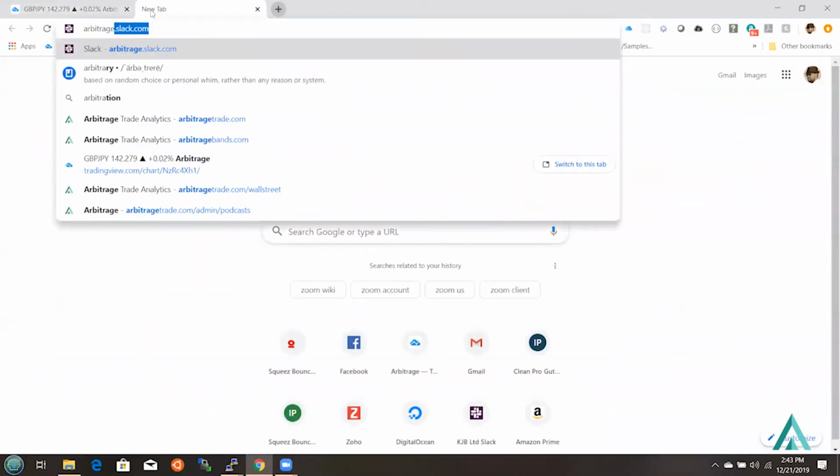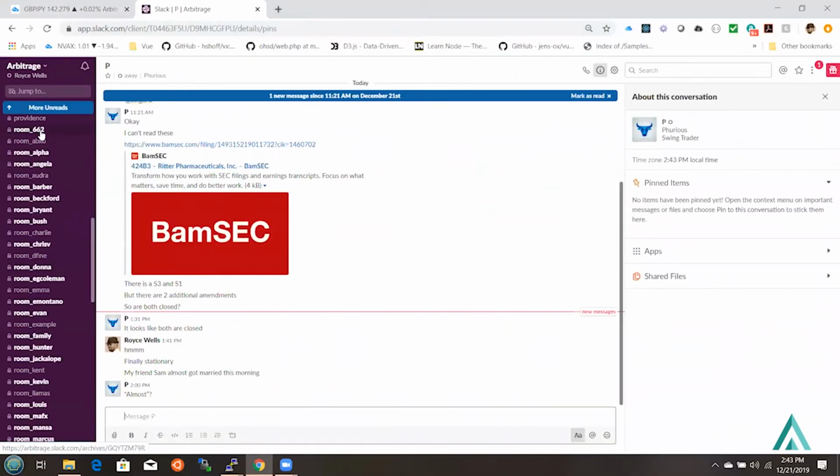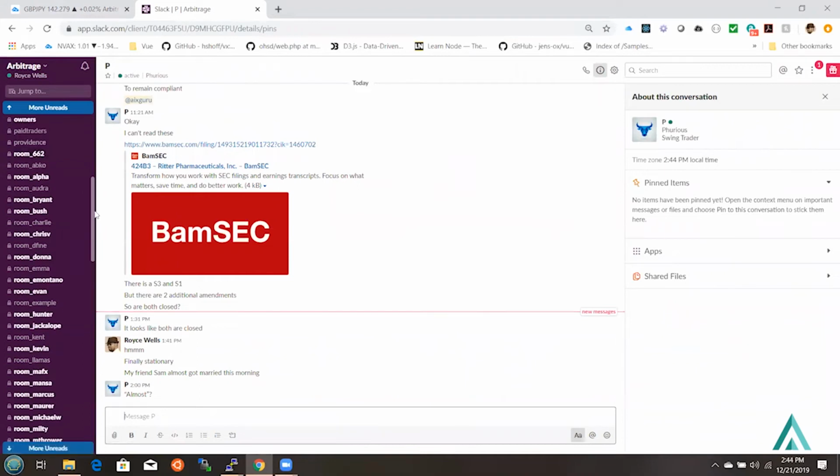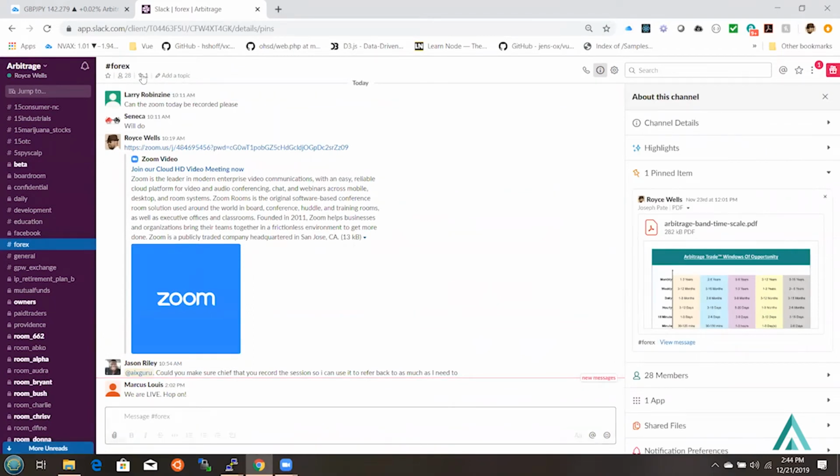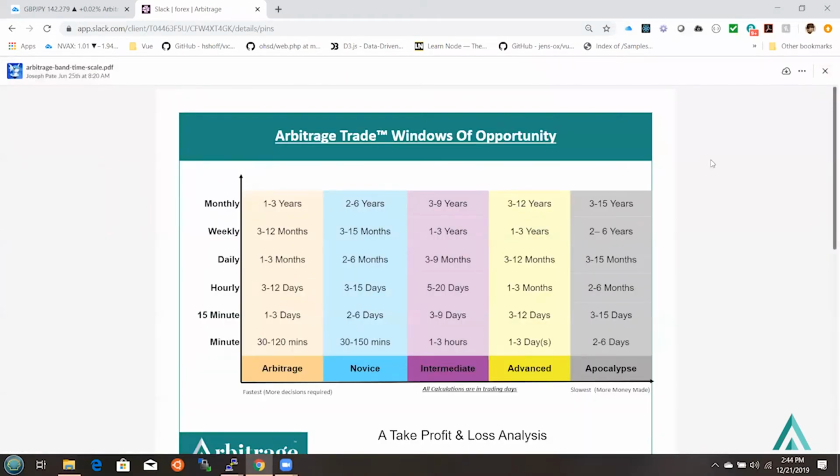I'm going to go to Arbitrage Slack room and go to Forex, and I'm going to show you how we discern if we should be in the trade and how we basically time if we should be in that trade or not.